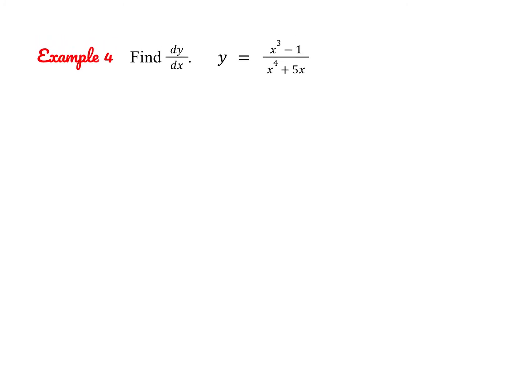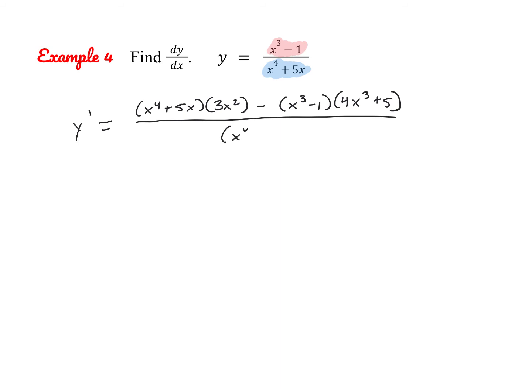All right, let's try one more together. So here, let's treat x cubed minus 1 as our numerator function, and then x to the fourth plus 5x is our denominator function. So we'll use our quotient rule again. So we have low d high, so 3x squared, minus high d low, so 4x cubed plus 5, all over low squared. And then again from here, it is just a matter of multiplying everything out.